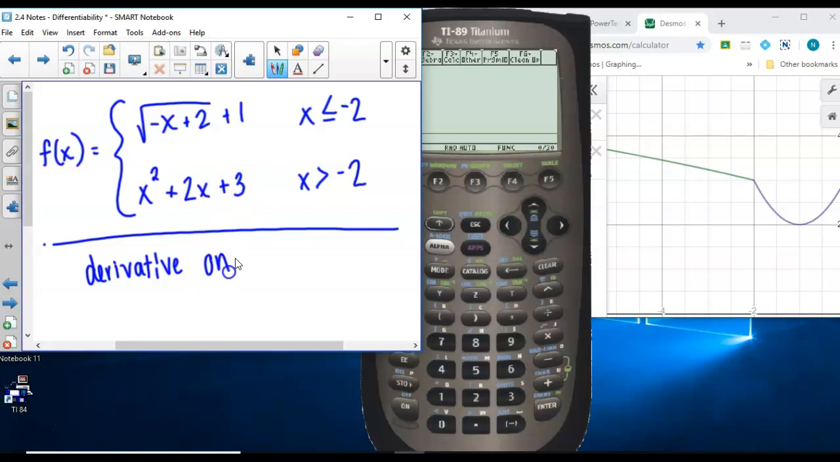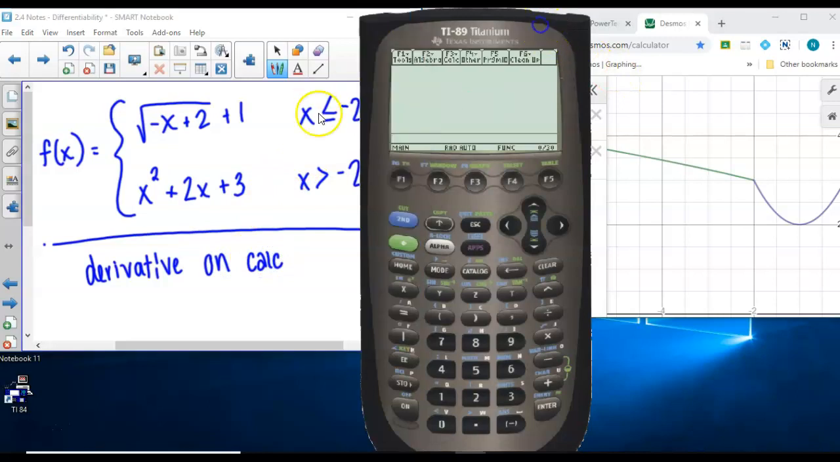Derivative on the calculator. Alright, so if you want to take a derivative on the calculator, you do F3.